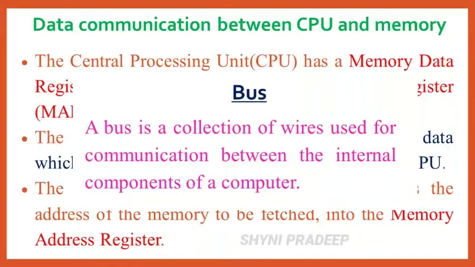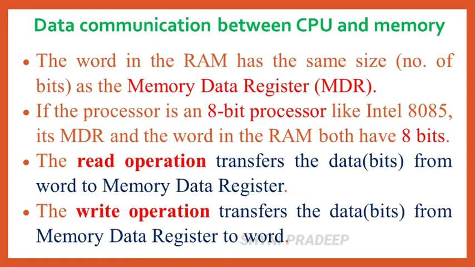A bus is a collection of wires used for communication between the internal components of a computer. The word in the RAM has the same size as the memory data register, which means if the processor is an 8-bit processor like Intel 8085, its memory data register and the word in the RAM both have 8 bits. So RAM has the same size as memory data register.